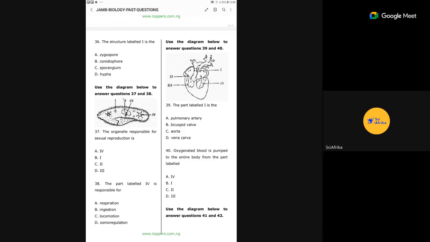IV is towards the posterior part of the animal. Looking at it in the diagram, it's close to the posterior part. And based on the shape of IV, we'll know it is the contractile vacuole. What it does is remove waste and excess water in the animal. So we call it osmoregulation. It maintains the salt and water balance in the animal. Osmoregulation, maintaining the salt and water balance.